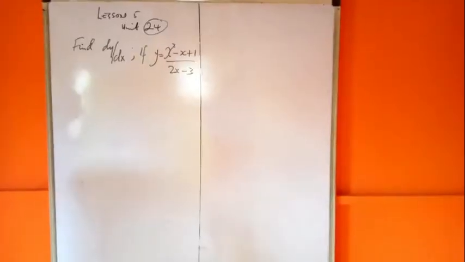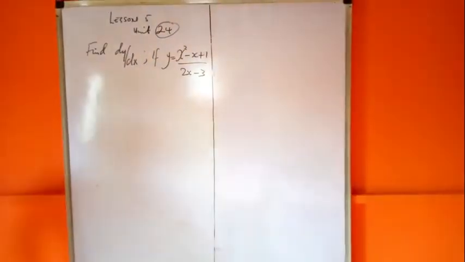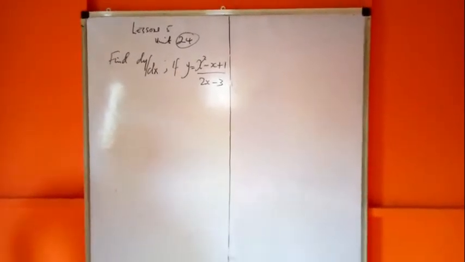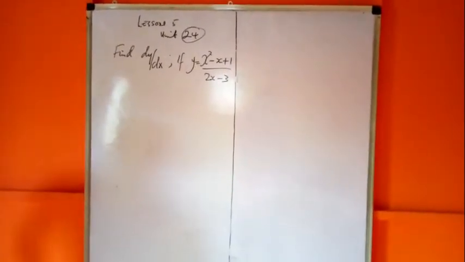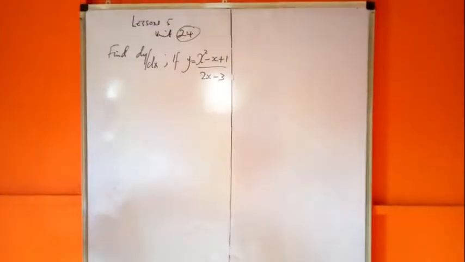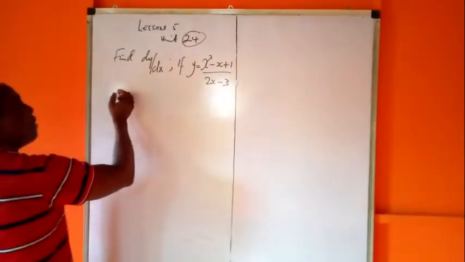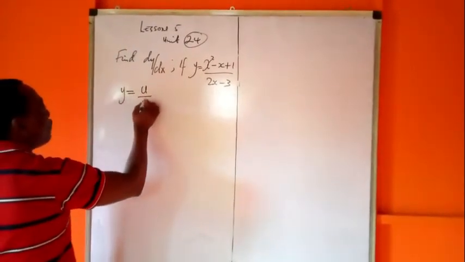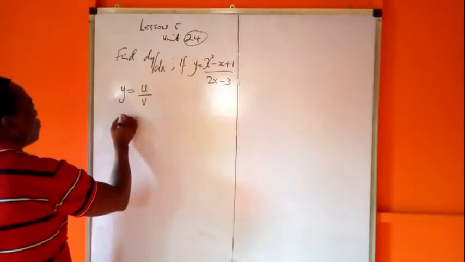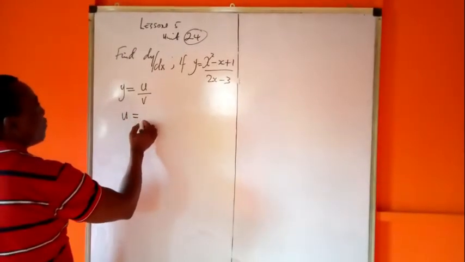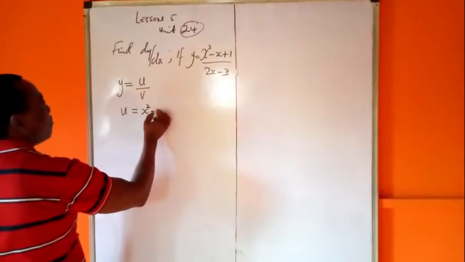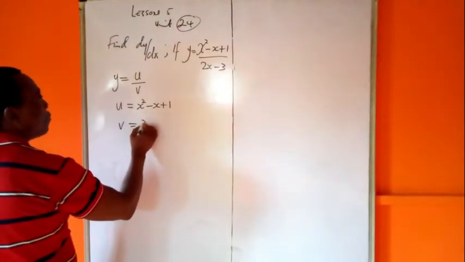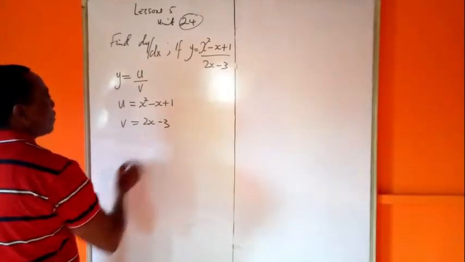Thank you. Let's look at the second question. Find dy dx if y is equal to x squared minus x plus 1 all over 2x minus 3. So here, we are following the rule y equals u over v. So your u is equal to x squared minus x plus 1. Your v is equal to 2x minus 3.